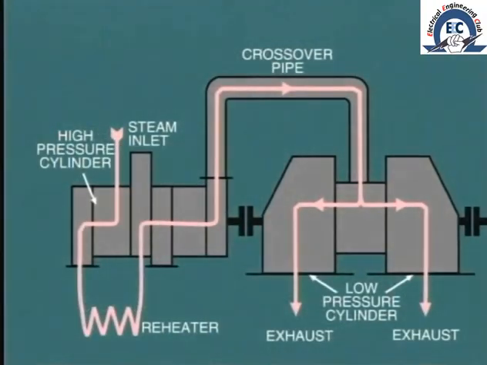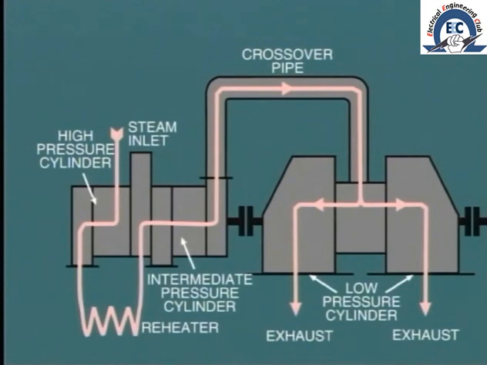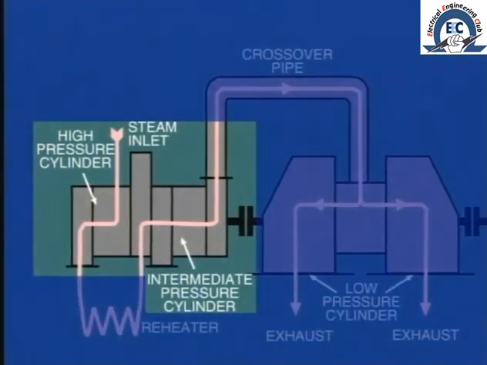The next development from this two-cylinder arrangement introduces reheat and the addition of the intermediate pressure stage of the turbine. A very common arrangement for reheat turbines up to about 250 megawatts is shown here. The high-pressure and intermediate pressure cylinders are combined in one casing. But of course, the steam path is quite separate.